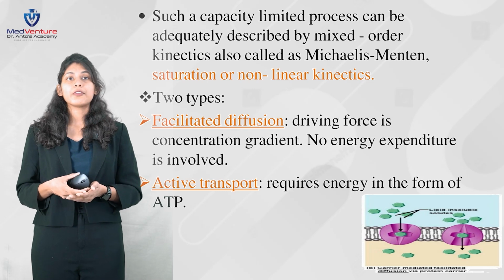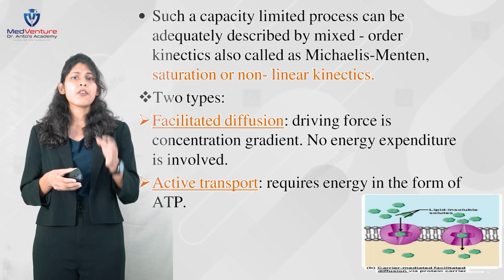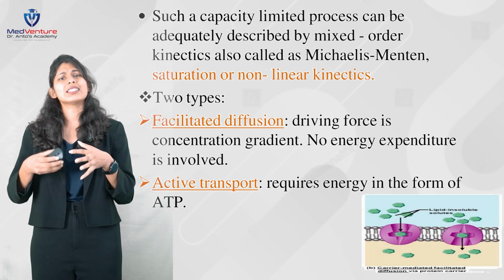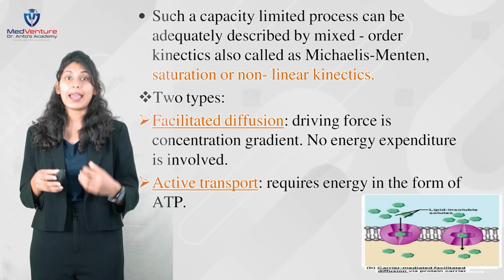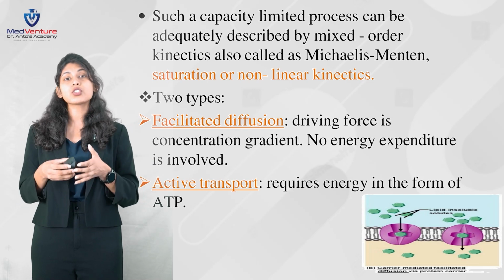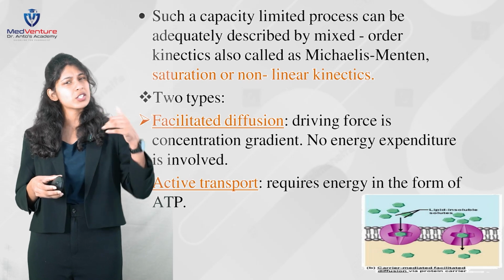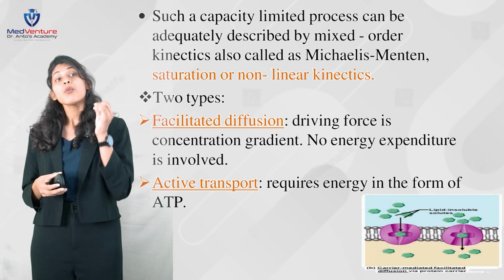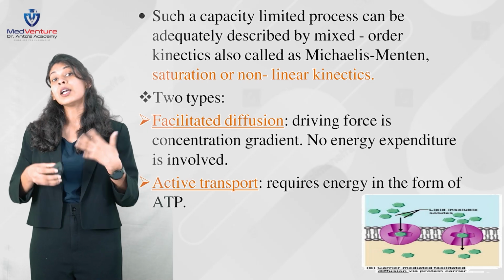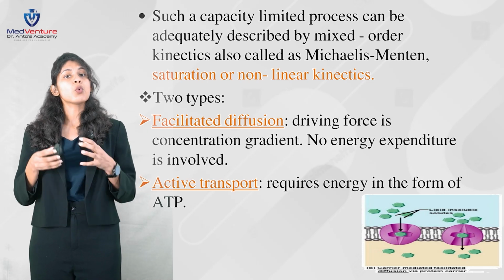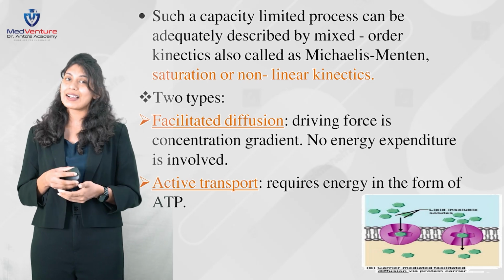There are two types of transport: facilitated diffusion and active transport. From the name itself, facilitated diffusion means it has its own facility and does not require any additional energy. The driving force is the concentration gradient, from higher concentration to lower concentration. It does not require so much energy, it just keeps flowing. Whereas active transport, active means there's some kind of activity going on, and for that you need energy. So a transport that requires energy in the form of ATP is known as active transport.